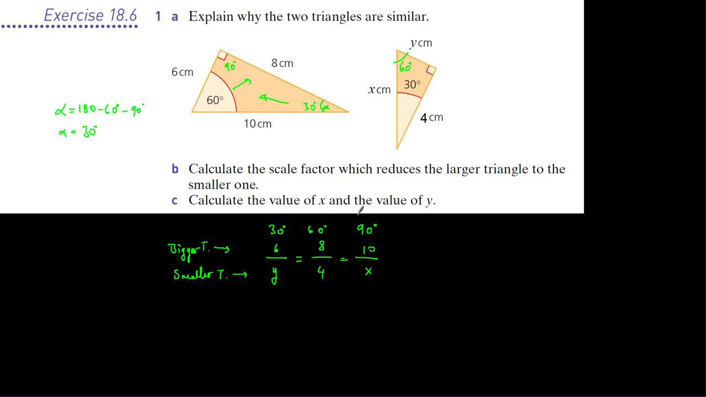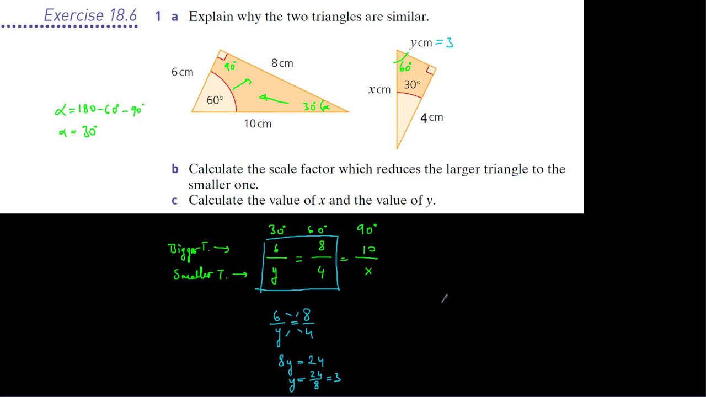By using these ratios, I'm going to find the x and y values. First, we can write 6 over y is equal to 8 over 4. Then by using cross multiplication, 8y is equal to 6 times 4, which is 24. y is equal to 24 over 8, which is equal to 3. So y is equal to 3.